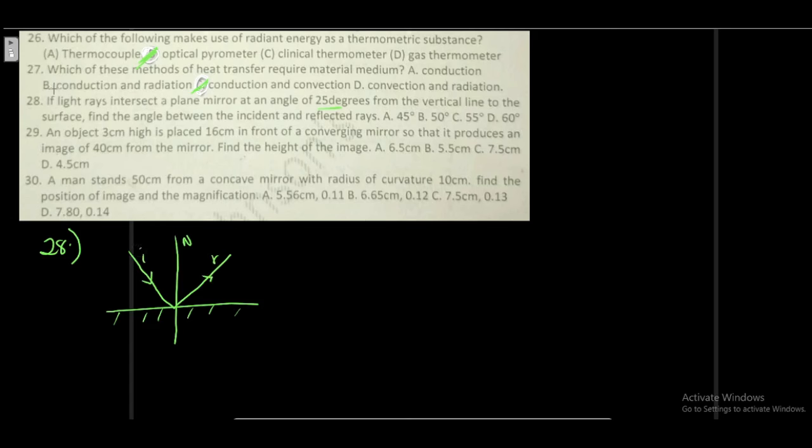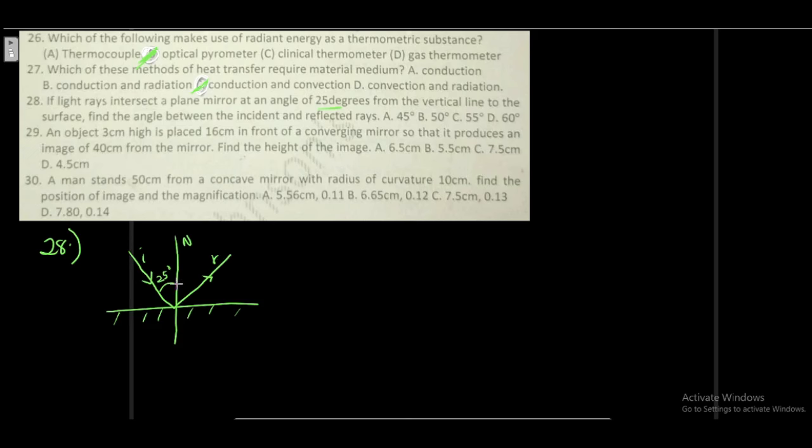Now the question said, if light rays intersect, or hit the plane mirror at an angle of 25 degrees from the vertical. So this is the vertical, normal to the surface, we have 25 degrees to the vertical. They said, find the angle between the incident ray and reflected ray. So we are looking for this angle.